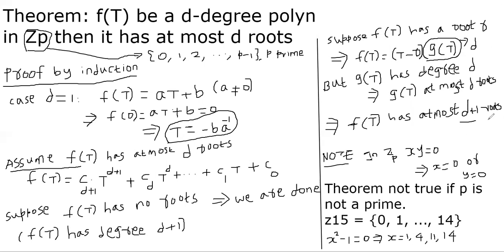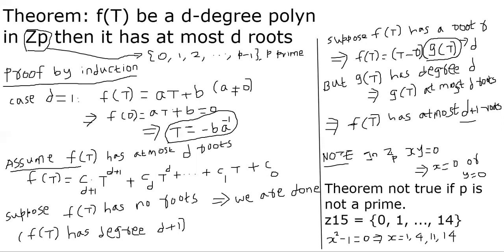Where did I use the fact that p is prime? Let me now explain to you. Only in Z_p, whenever you have x times y equal to 0, we can conclude x is 0 or y is 0. This is only true for Z_p with p prime. Consider now the scenario that p is not a prime. For example, Z_15. 15 is not a prime. It's made of numbers from 0 through 14.